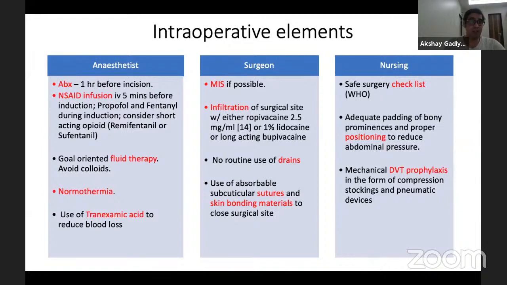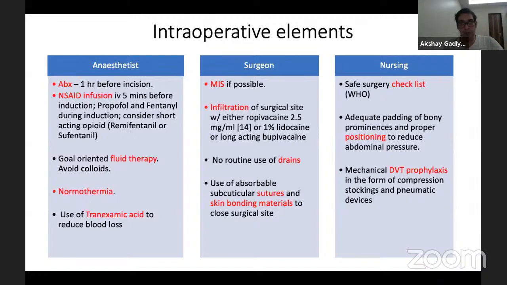As far as anesthetists are concerned, they administer the antibiotic 1 hour prior to incision, and patients are put on NSAID infusion 5 minutes before induction. Total intravenous anesthesia is used during surgery, and basically the entire procedure is directed towards, again, maintaining homeostasis. So fluid therapy needs to be goal oriented, and colloids must be avoided as much as possible. Maintaining a core temperature of the patient around 36.5 degrees is mentioned in the literature. That is again to maintain normothermia, and tranexamic acid is used to reduce the blood loss.